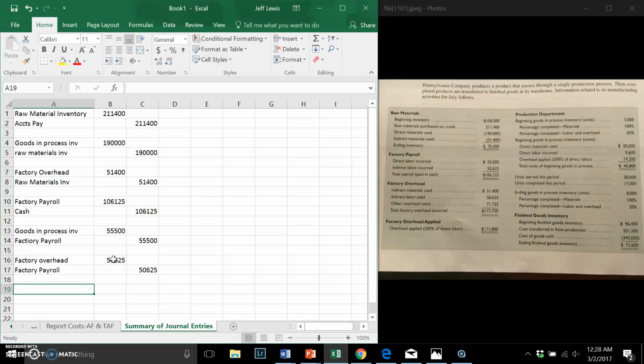Now we need to record other overhead costs. So we go to other overhead costs. And what are we going to write? Factory overhead, because factory overhead is a catch-all term for everything having to do with overhead, and other accounts are really specific. So 71,725 and 71,725.